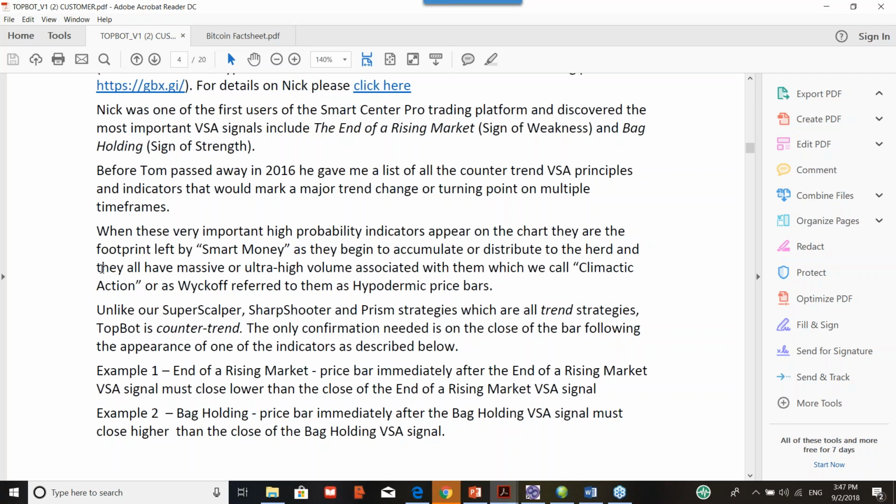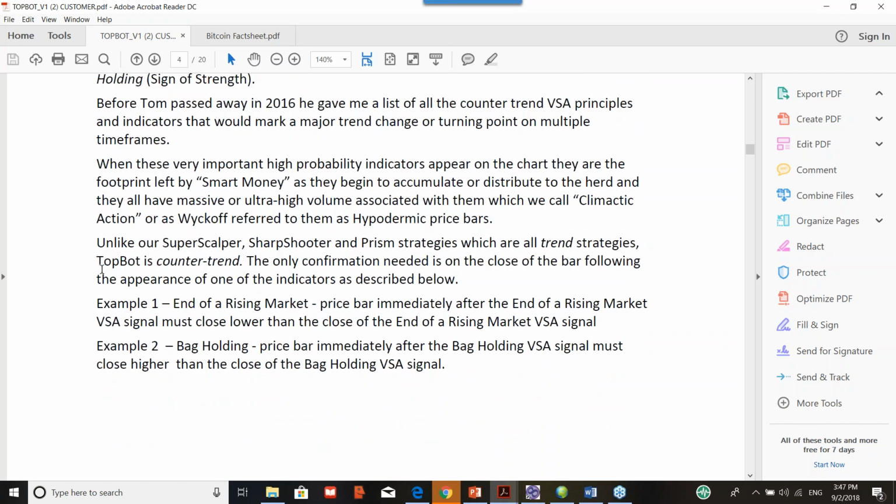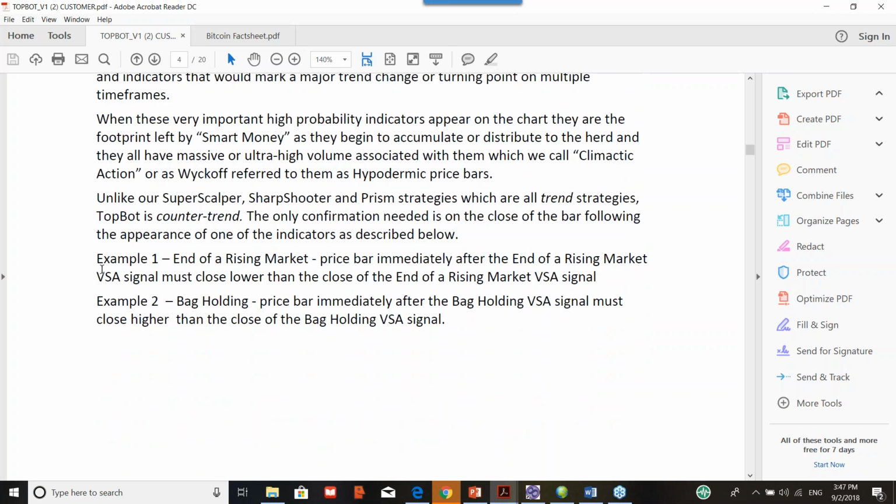Before Tom passed away in 2016, he gave me a list of all the counter-trend VSA principles and indicators that would mark a major trend change or turning point on multiple timeframes. And I'm going to give you those before we go.